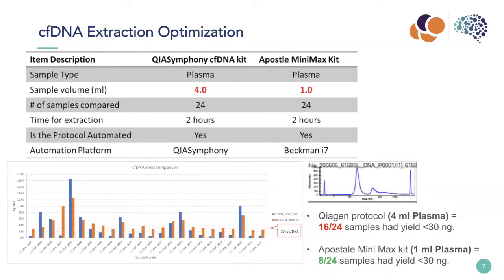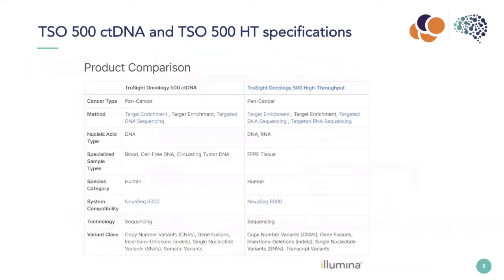But keep in mind, it was 4 times the input in the QIAGEN protocol compared to the Minimax. And so if we were to normalize input amounts, for example, using 4 1 mil extractions for the Apostle, you can generate significantly more amounts of cell-free DNA from those extractions. So based on these results, the remainder of the assays and the remainder of the analysis that we'll be discussing used cell-free DNA that was isolated with the Apostle Minimax kit for the data that you'll see in a few moments.